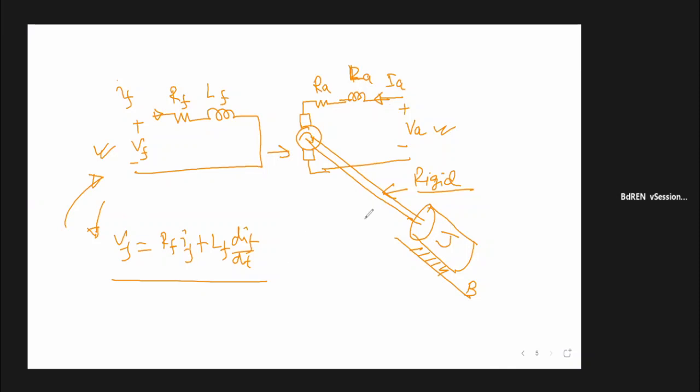Then in the armature circuit, what will happen? If we write Kirchhoff's voltage law, VA is equal to RA IA plus LA dIA by dt. Is this equation complete? No, sir. Then what additional terms are needed? Terms due to the inertia.